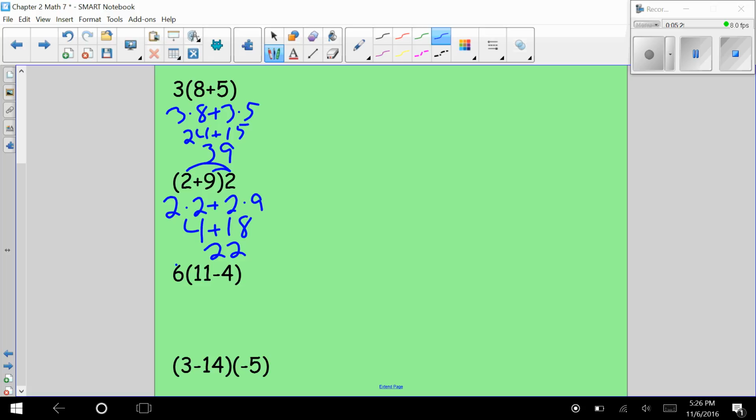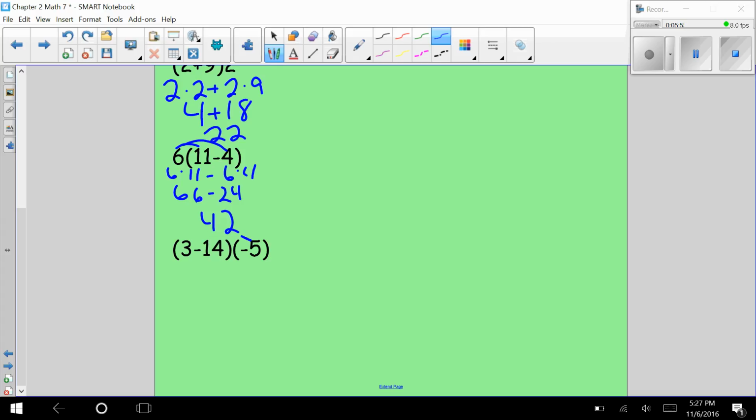For the third one here, we have 6 times 11 and 6 times 4, and we're subtracting. 6 times 11 is 66, minus 6 times 4 is 24, so we're going to get 40. Oops, nope, we're not going to get 40. 66 minus 24 is 42, there we go. In our parentheses, 11 minus 4 is 7. 7 times 6 is indeed 42.